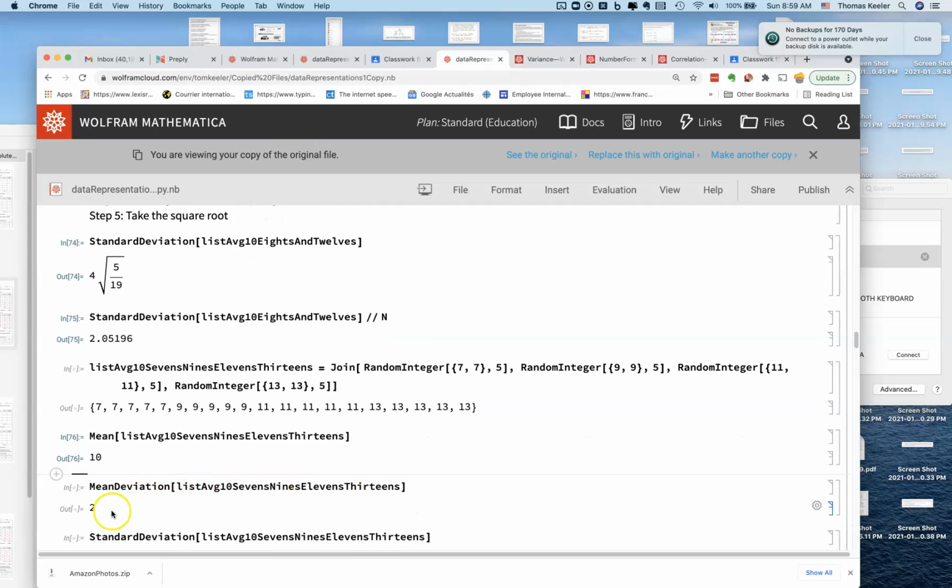Right? And if we do the mean deviation for that, we also still get 2. Okay? So what we did is we substituted instead of 8s, 7s and 9s. So from the point of view of mean deviation, it's the same, right? So it used to be everything was 2 from the mean, and now some are 1 and some are 3. Still, the average of how far you are from that mean of 10 is 2.